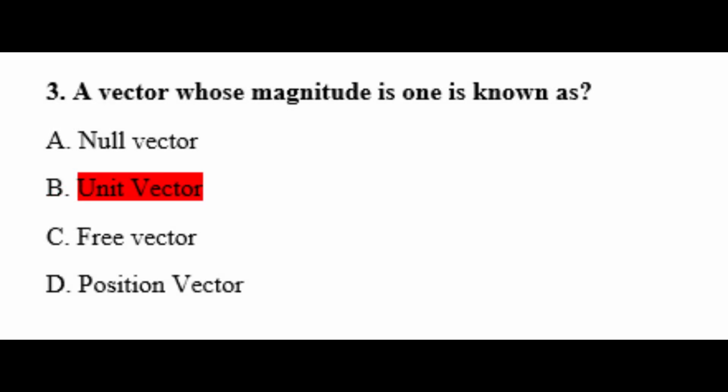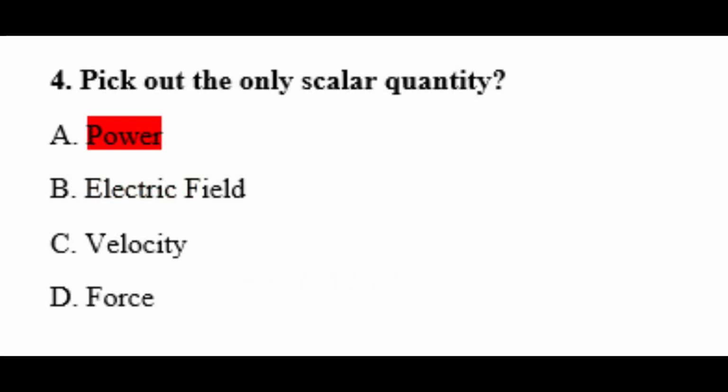Question number 3. A vector whose magnitude is 1 is known as A. Null vector, B. Unit vector, C. Free vector, D. Position vector. The correct answer is B. Unit vector. Number 4. Pick out the only scalar quantity. A. Power, B. Electric field, C. Velocity, D. Force. The correct answer is A. Power.